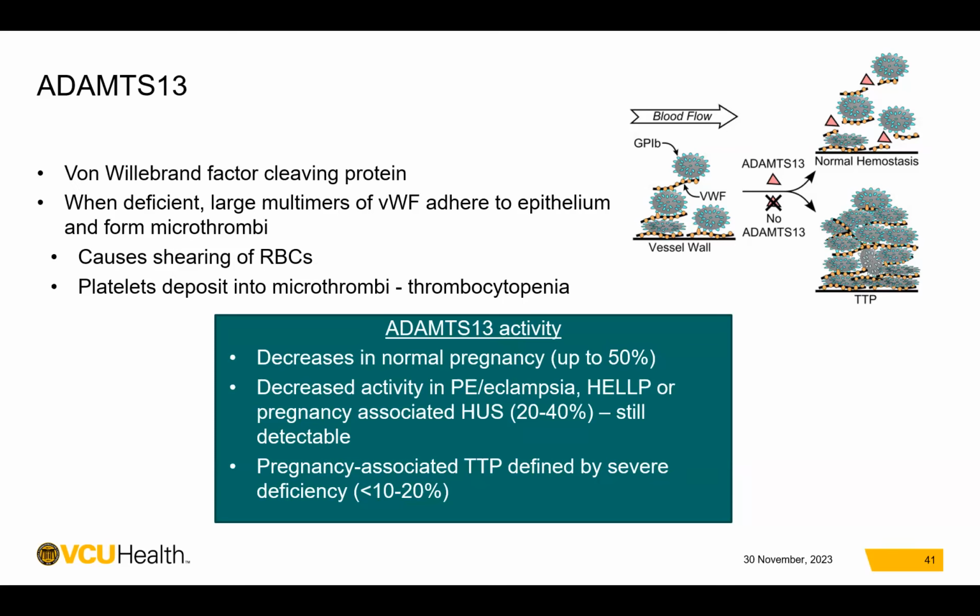Now, it is important to note that ADAMTS13 activity decreases in normal pregnancy, where it will be up to 50% of normal. It is also decreased in preeclampsia, eclampsia, or pregnancy-associated HUS, but it's usually still detectable. But the hallmark, like I said, is severe deficiency in pregnancy-associated TTP, at less than 10 to 20%.